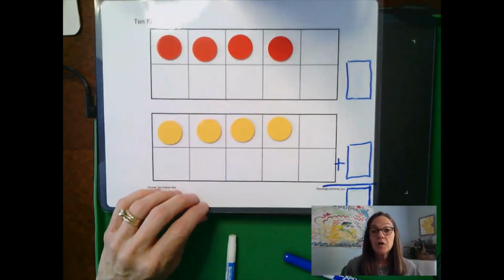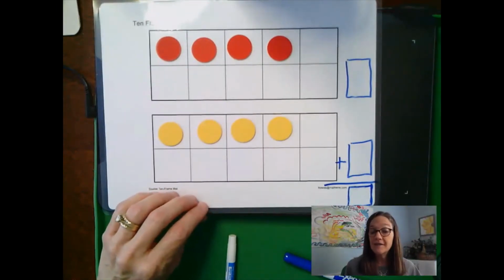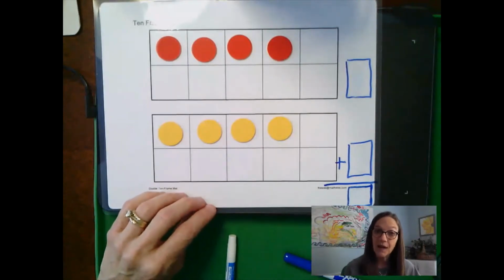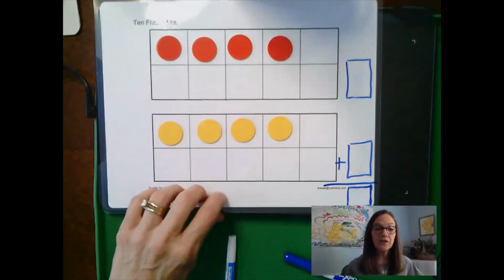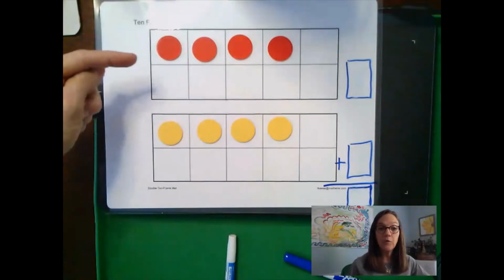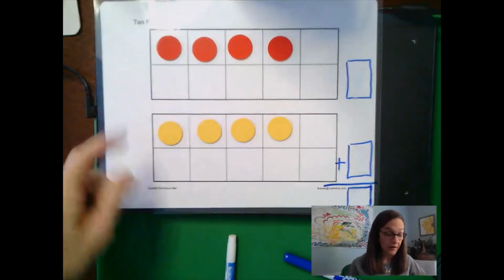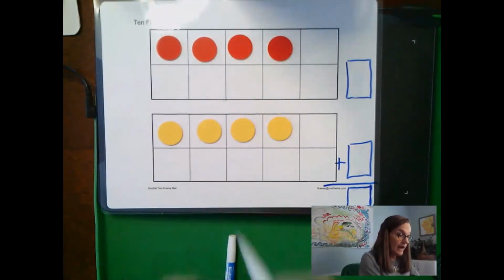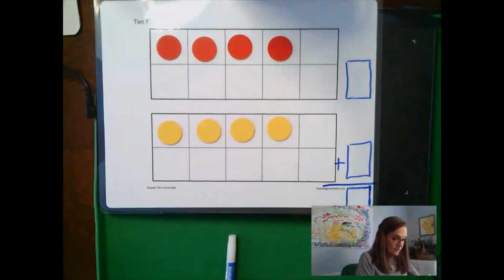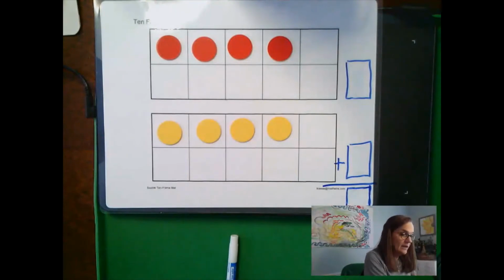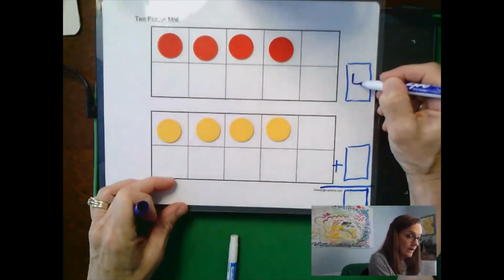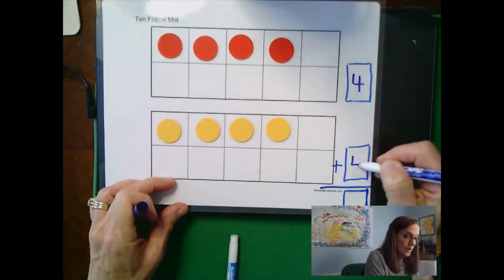Okay, now I want to show you what it's like if we have a double and then we add an extra one, or if we have a double and we take an extra one away. So let's look. Here I have a double. I have 4 and I have 4. Okay, so I'm going to write 4 up here. Let me use a different color marker. Maybe purple will show up. We'll see. We've got 4 up here and we've got 4 down here.